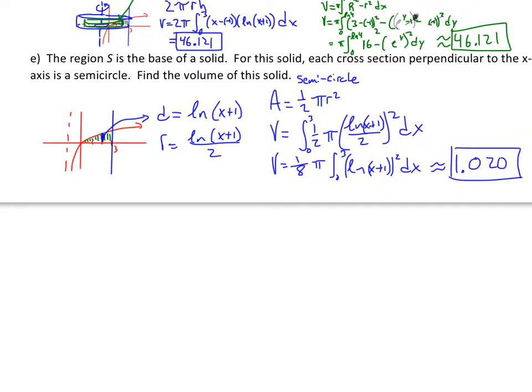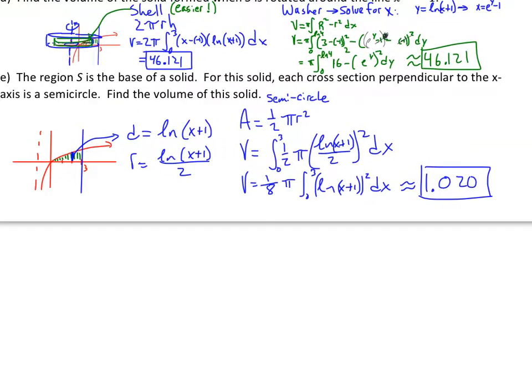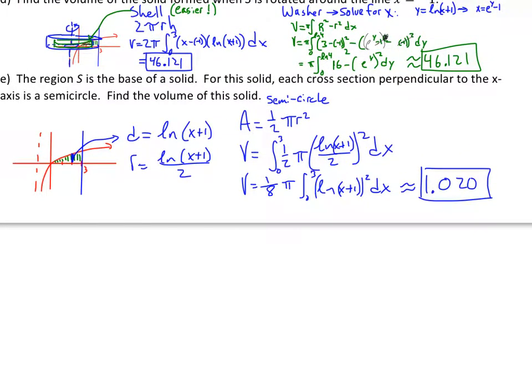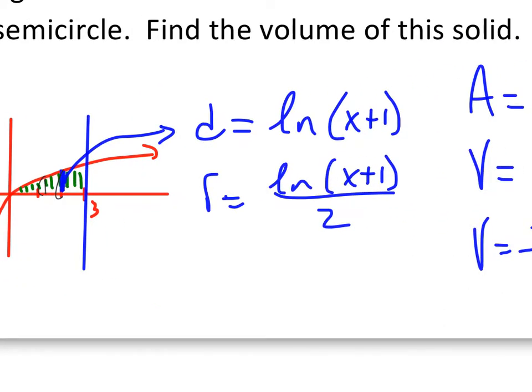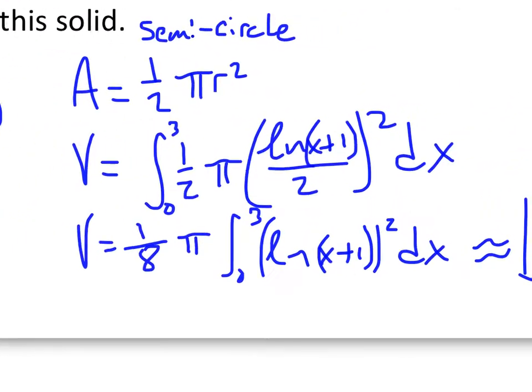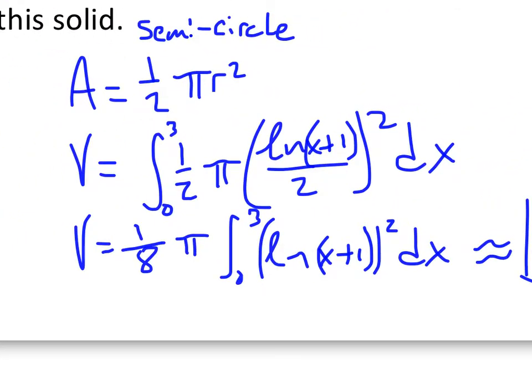All right, last one of this group: we're going to put semicircles on this, these little semicircles going on here. Their diameter is natural log of x plus 1, so the radius is half of that. That's where this is coming from. The area of a semicircle is 1/2 pi r squared.